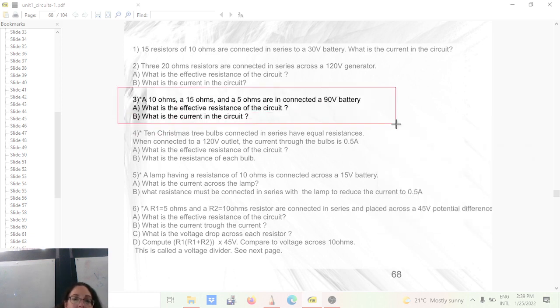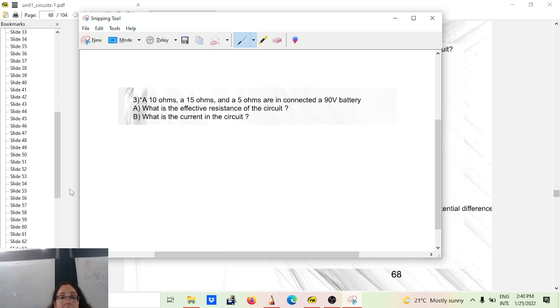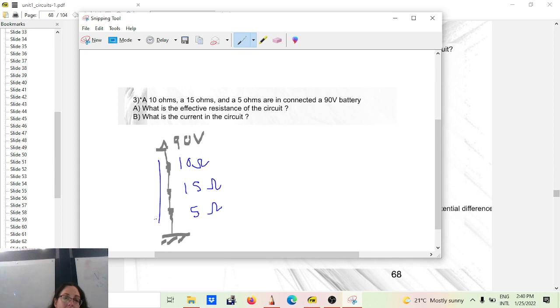Okay, let's do this one quickly. So we have 10 ohms, and again, the order doesn't matter, okay? You don't have to put the big one first, the smaller one first. They all obey Ohm's law. So what's going to be the equivalent resistance? 30, you said? Yeah. Ohms.